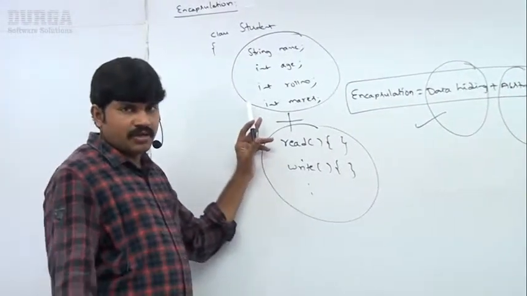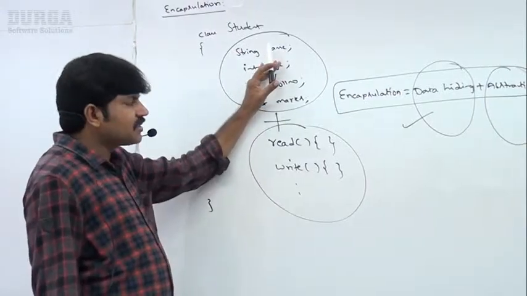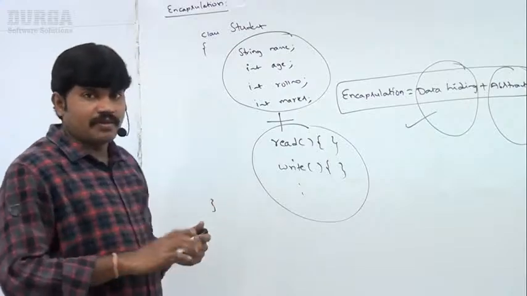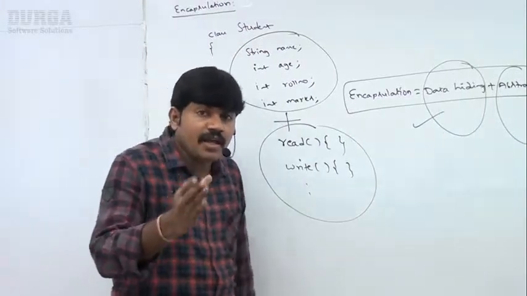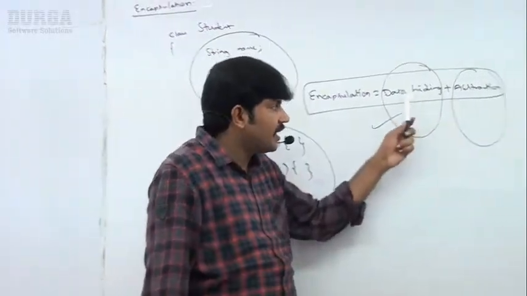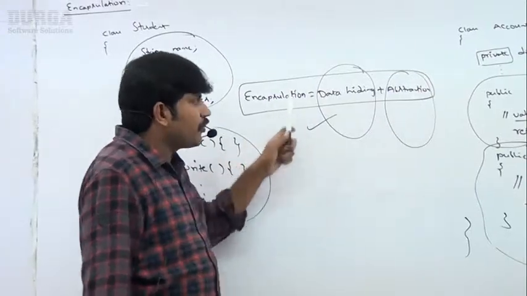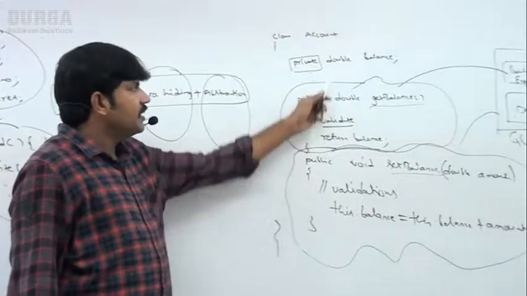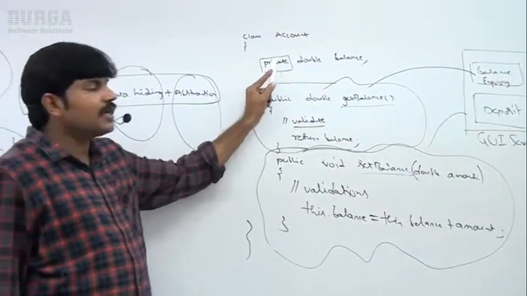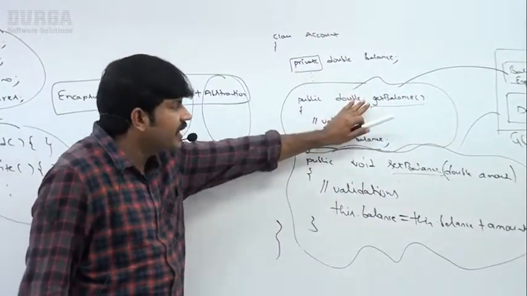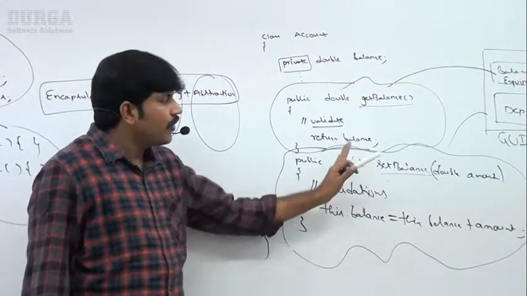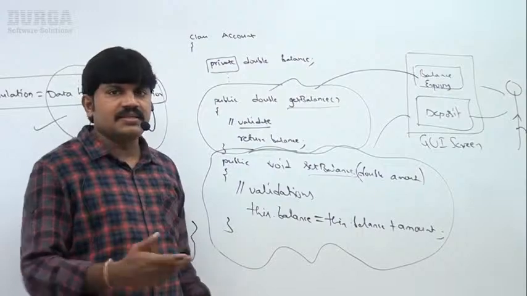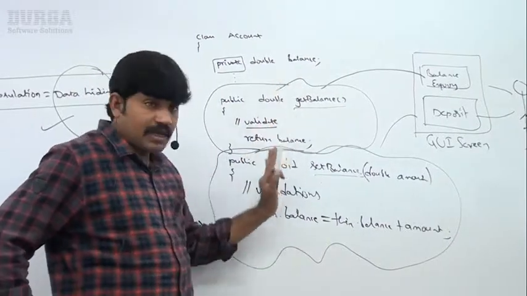What is the definition? Grouping data members and the corresponding methods into a single unit is the concept of encapsulation, the theoretical definition. If any component follows data hiding and abstraction, that component is said to be an encapsulated component. The best example: declare data members as private, and for every data member provide a getter method and a setter method, and we can provide access through some GUI screens. That itself is encapsulation, right?